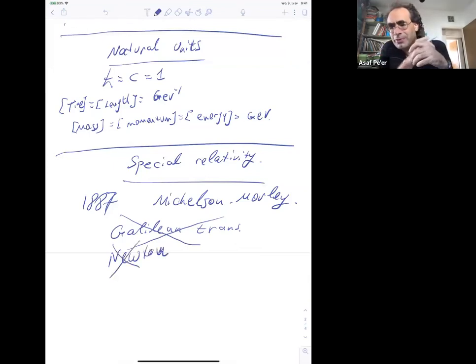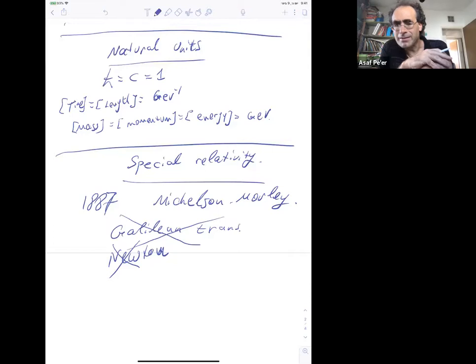Now, Newton wrote his Principia in 1687, exactly 200 years before that. And for 200 years, all the experiments that were ever done were in perfect agreement with Newton's laws, from the motion of planets to cannons and the motion of objects on Earth. This was the first time that somebody conducted an experiment that showed that Newton was wrong. That's why it is so important.